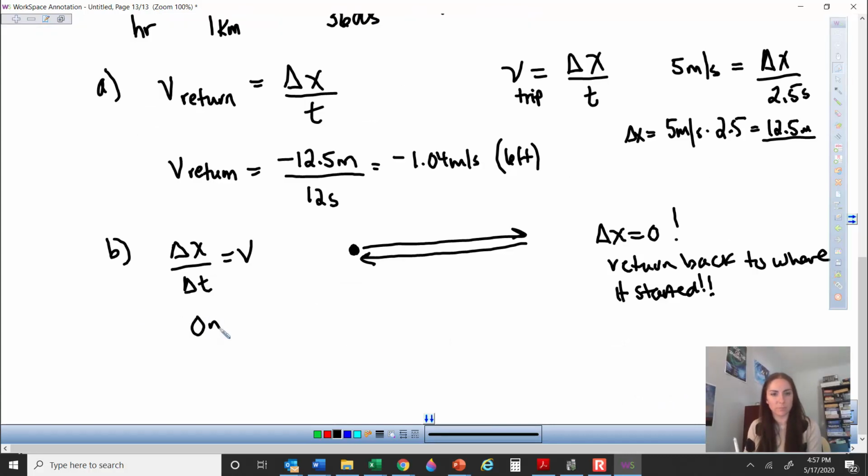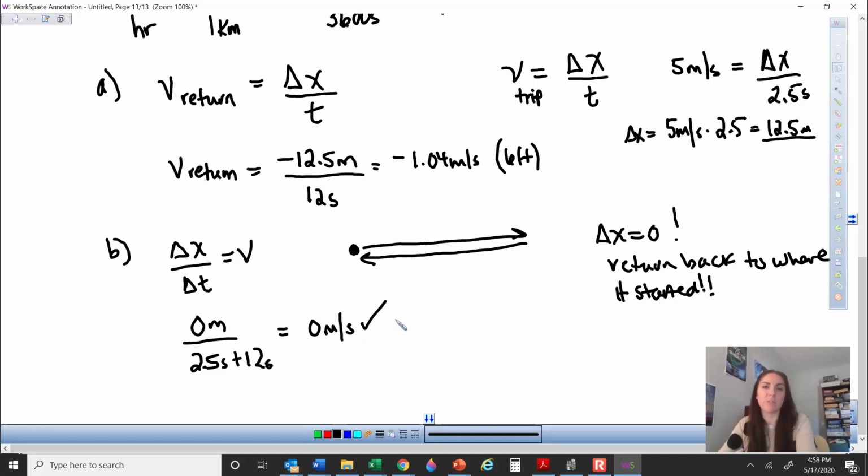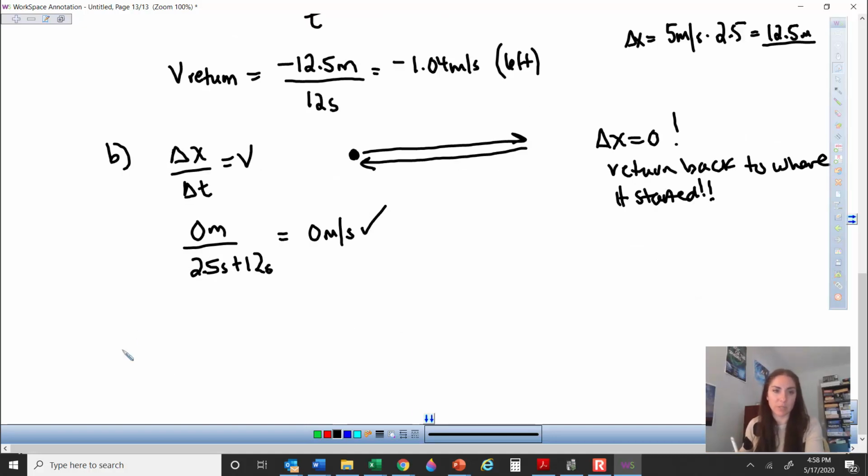So 0 meters divided by the total time, which would be 2.5 plus 12 seconds. I'm going to go through the calculation anyway. It's going to be 0 meters per second. So actually, you didn't have to do that. If you see how long it takes for a round trip, coming back to where you start, it's going to be 0. So that's the good news. But I went through the calculation anyway.